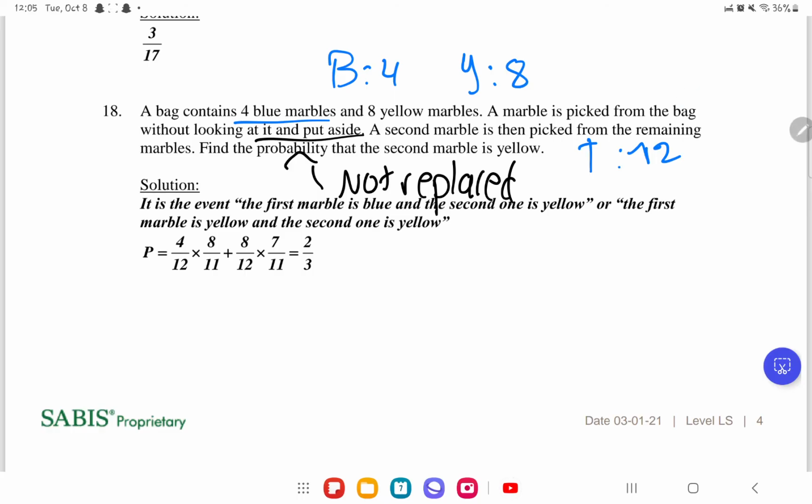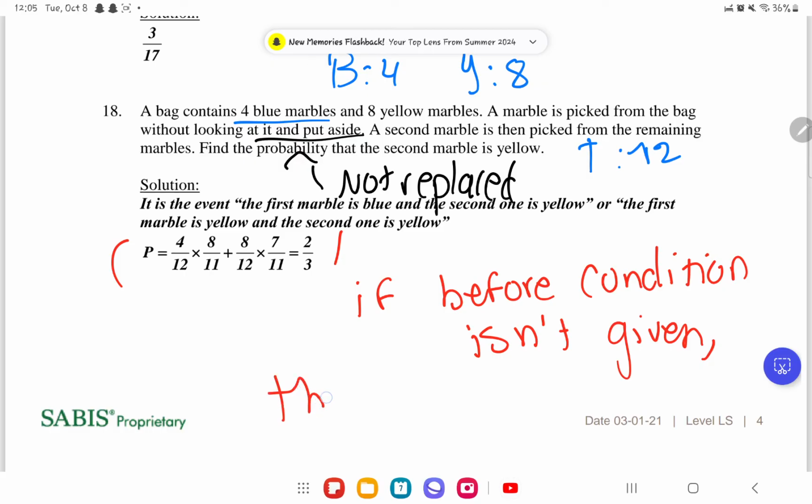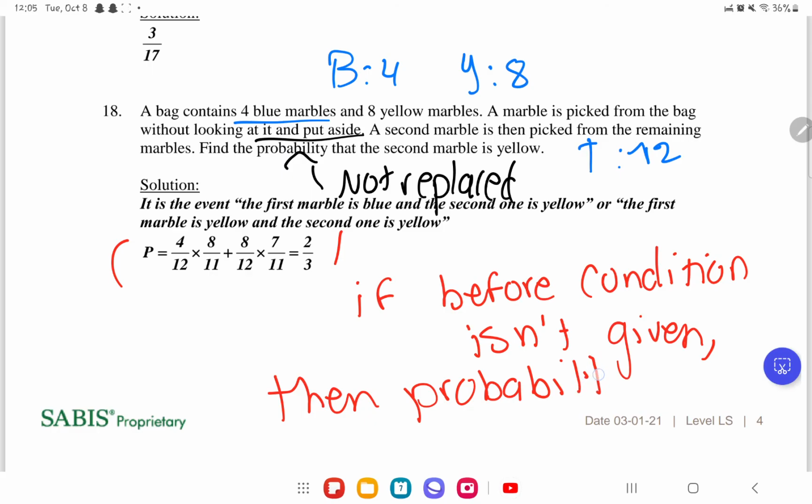Now here, you can either do it their way, or you can follow this rule. If the before condition isn't given, then the probability is as if the first.